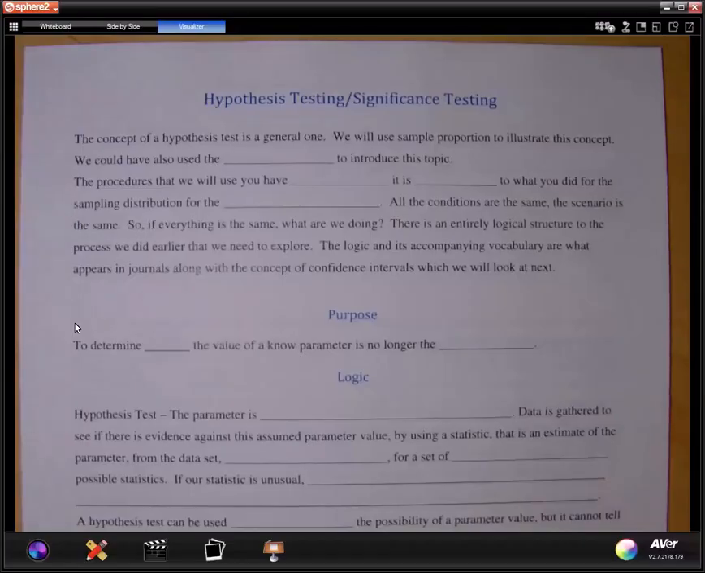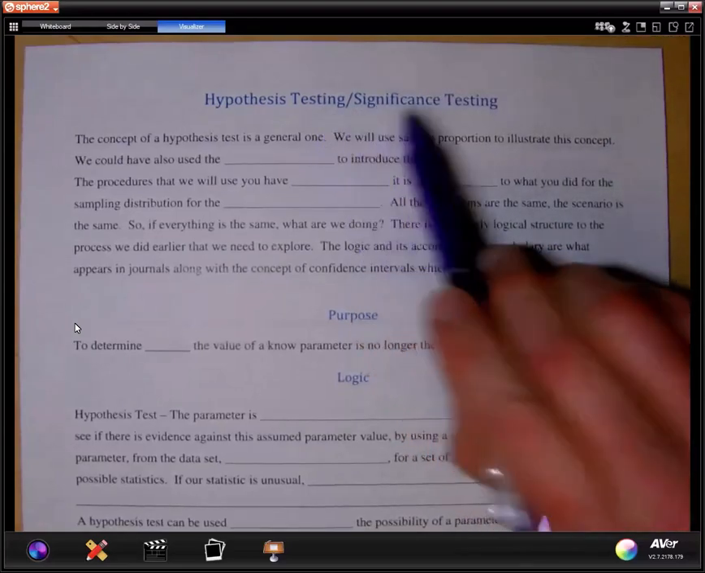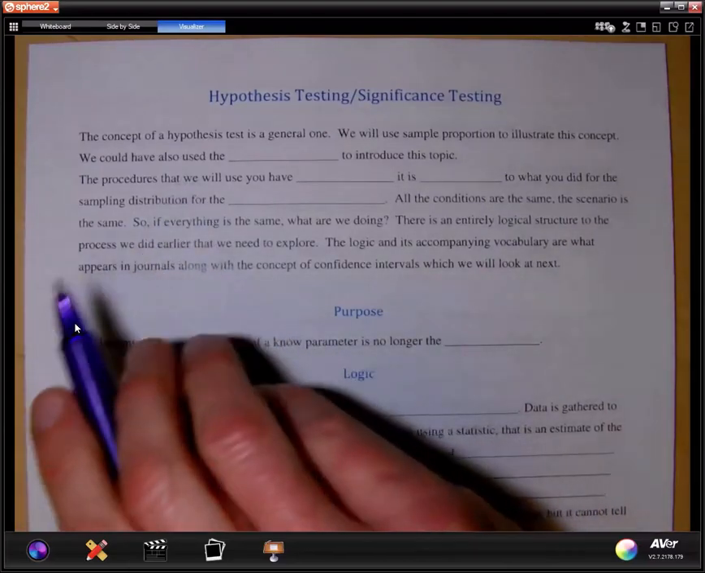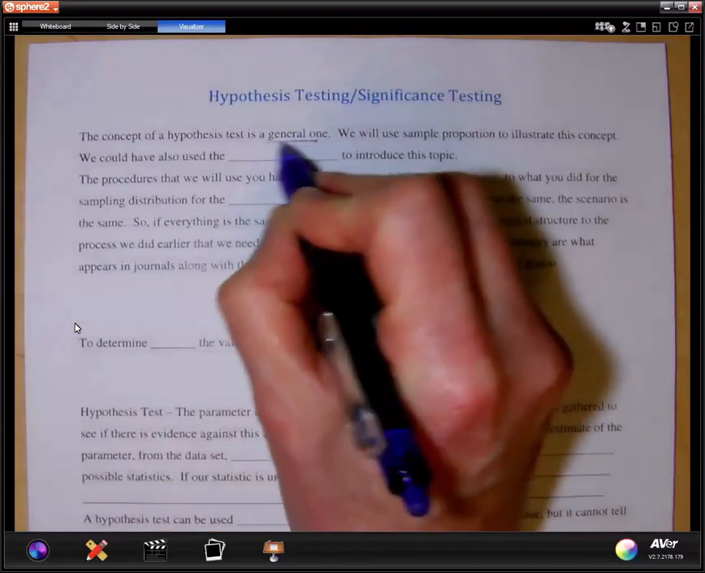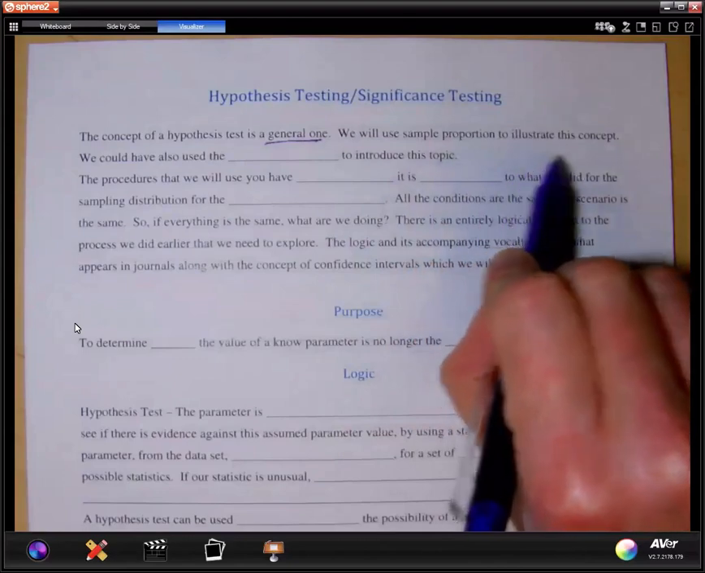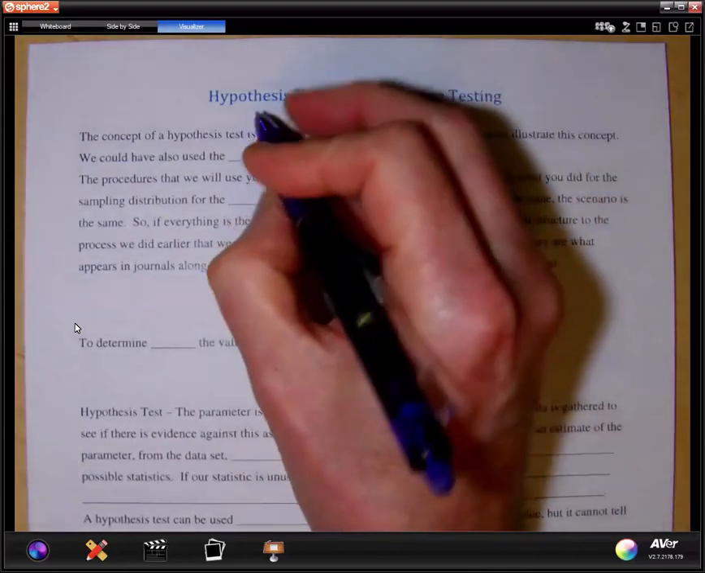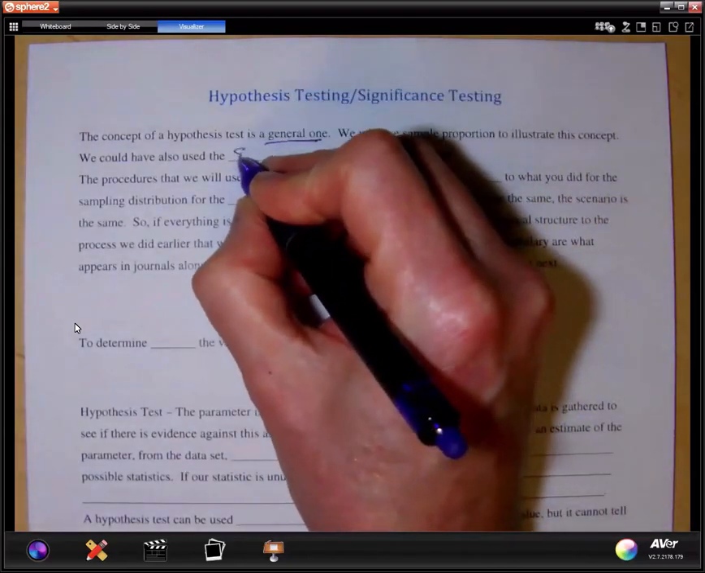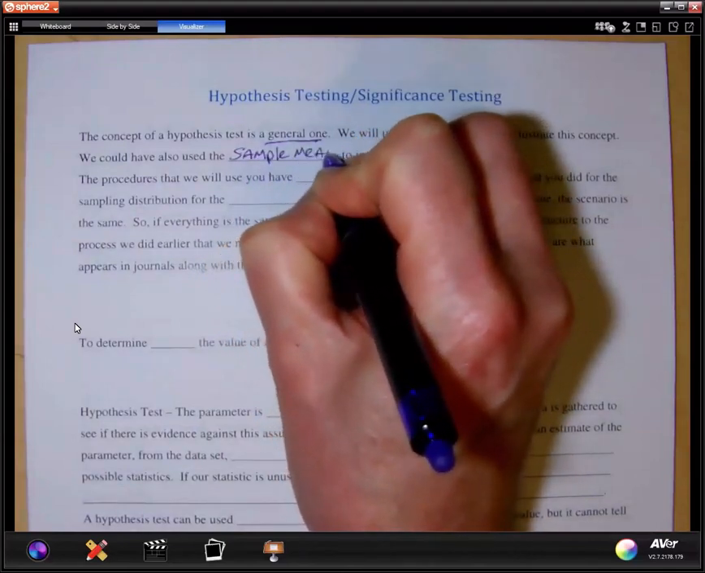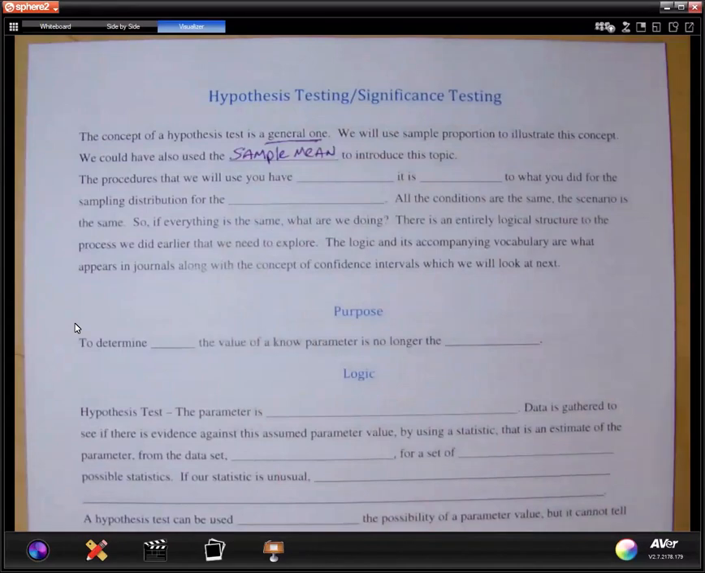We're going to look at the topic of hypothesis testing, sometimes also known as significance testing. And while there is a difference between the two, we're not going to focus on that difference. The concept of hypothesis test is just general, meaning that while we're going to use the sample proportion to illustrate this concept, we could also have used the sample mean, for example, to illustrate this.